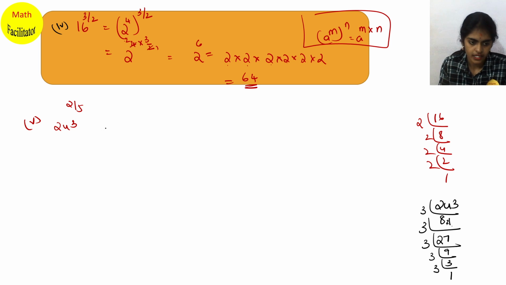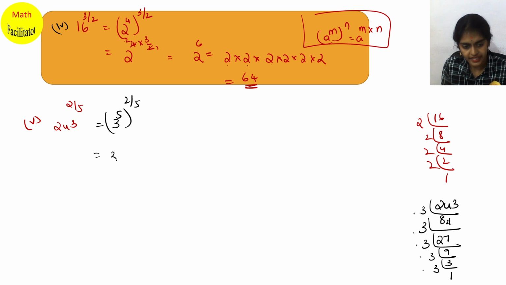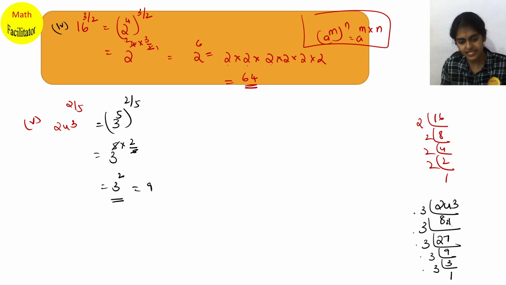Okay. So this 243 I can write it as 3, how many times? 1, 2, 3, 4, 5. So 3 power 5 whole to the power 2 by 5. Or you can write as 3 power 5 into 2 by 5. 5 and 5 cancel. So you have 3 square remaining. 3 square is nothing but 9. 3 into 3 is 9.